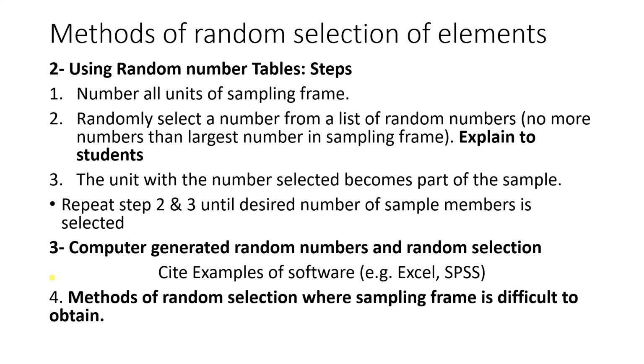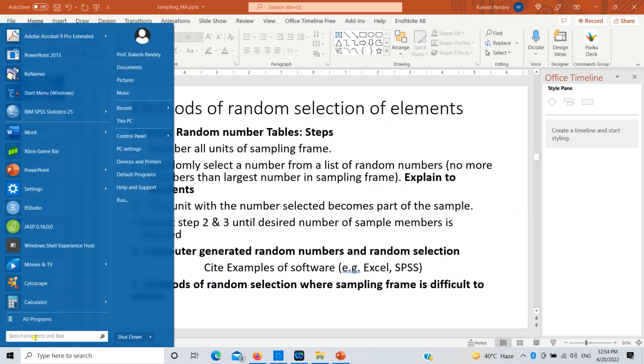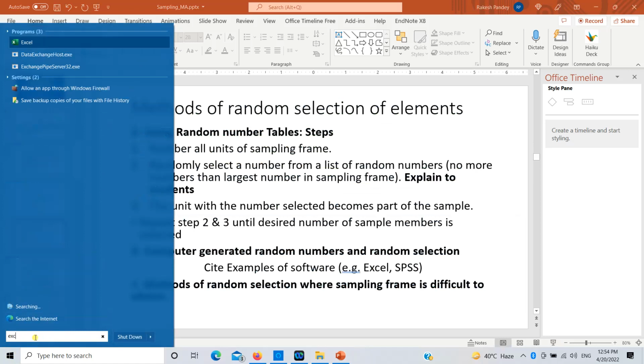Now this tedious work of using random number tables has been made easier, and computer generated random numbers are possible. We can generate random numbers using a computer, or computer based software is available for making random selections. It will do all the jobs that I have described in the random number table method for us, and it will tell us which participants we have to include in the sample. Just to show you, I will show you how we can generate random numbers.